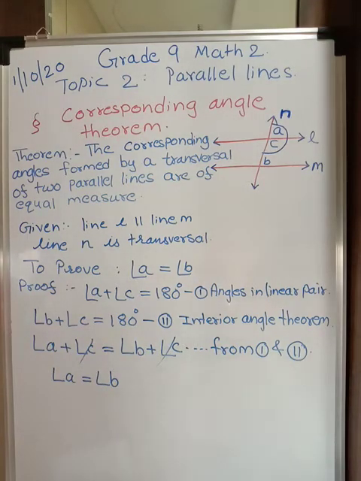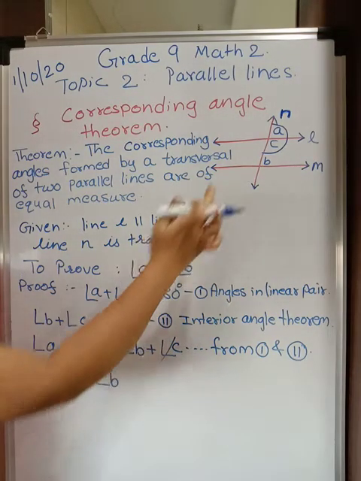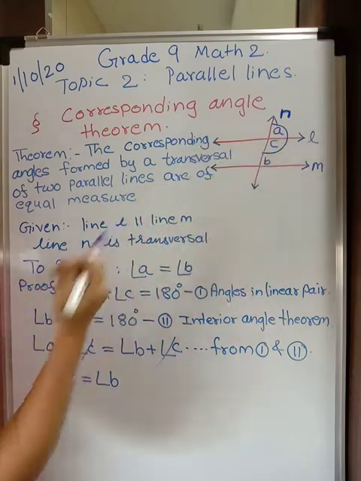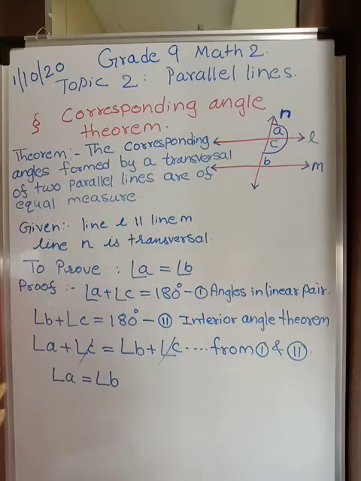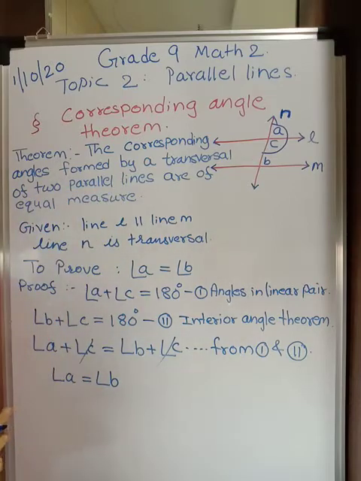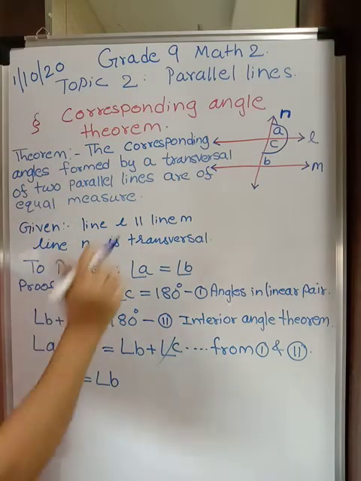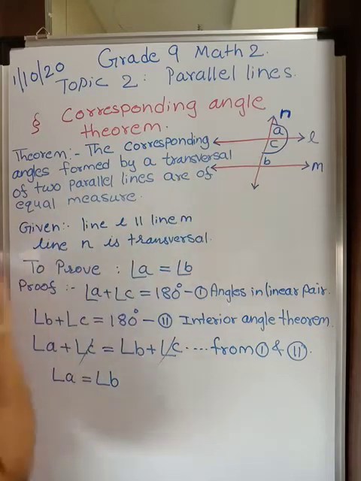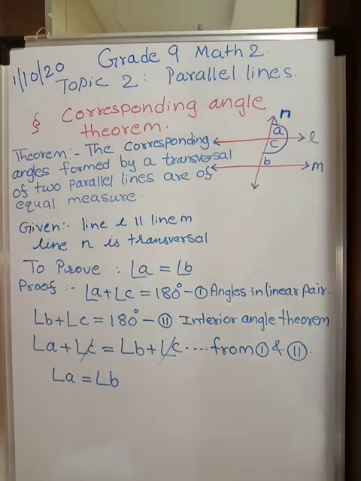Okay. So once one pair of corresponding angles is equal, the remaining pairs will also be equal. That is possible only when L is parallel to M and N is the transversal cutting them. Alright, let us go for another theorem, and that is the alternate angle theorem.